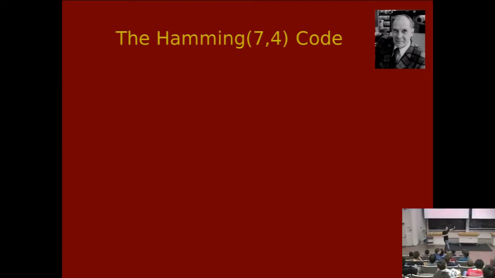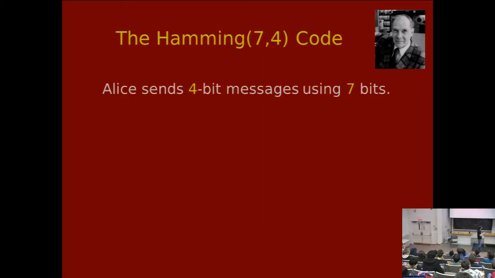But the early pioneers of coding theory, like this guy, Richard Hamming, thought of some good solutions. I'm going to tell you the simplest solution, which is called the Hamming 7-4 code. This is a code whereby Alice sends 4-bit messages by transmitting 7 bits. It looks a little specific, but there is a generalization. Basically, she has 4 bits, and she tacks on 3 parity checks, and that helps Bob fix the errors.